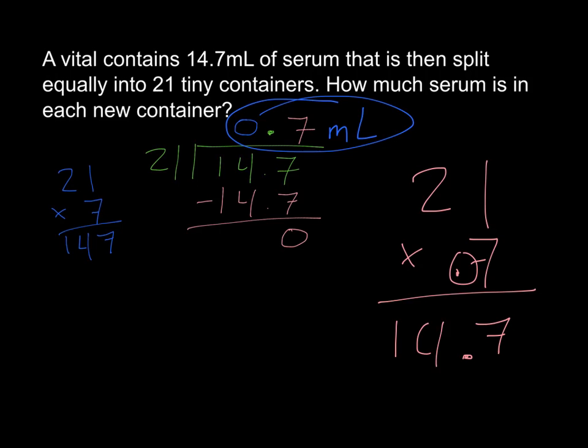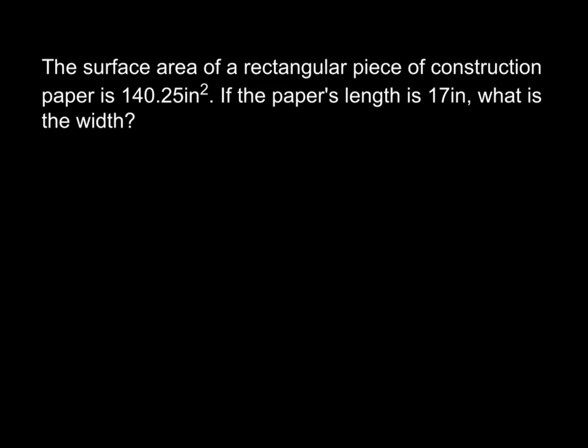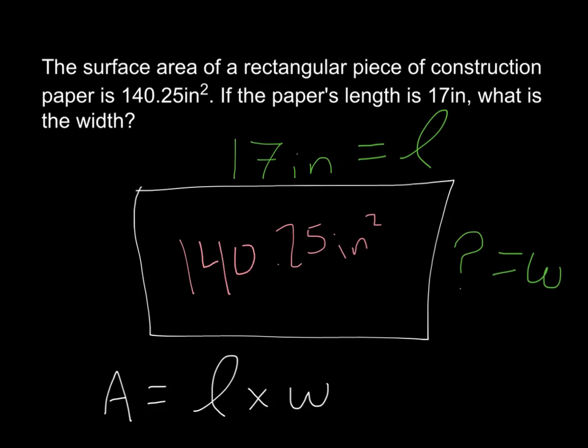Let's try one more problem. The surface area of a rectangular piece of construction paper is 140 and 25 hundredths of a square inch. If the paper's length is 17 inches, what is the width? Again, we're going to start with an image. In my picture, I drew a piece of white construction paper, and the area inside of it is 140 and 25 hundredths of a square inch.